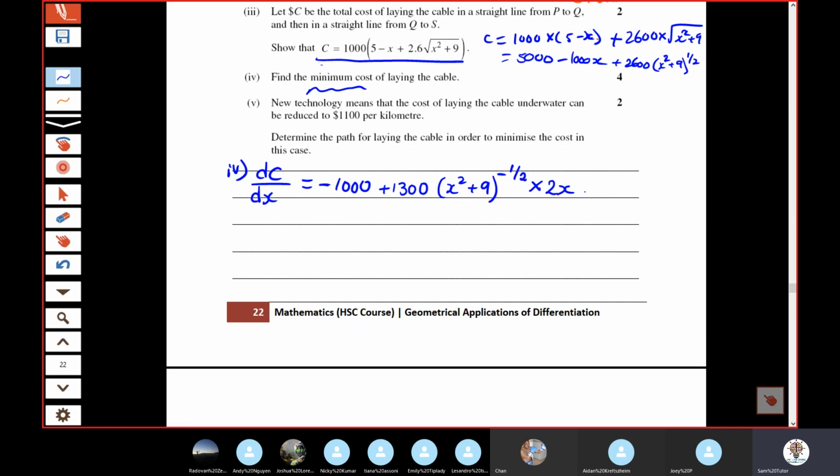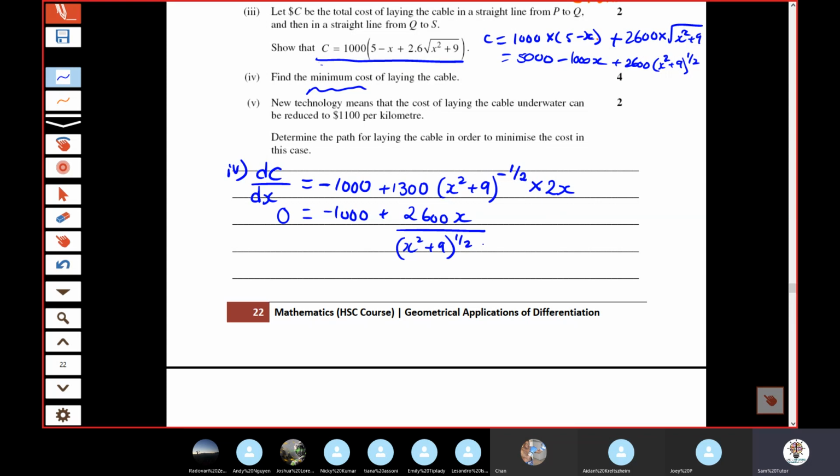Yes? Oh, good. Do we put that as a... Yeah, remember, what you're trying to do is solve it, and you don't want to deal with negative indices. So here we go, equals 0 technically. Negative 1,000 plus 1,300 times 2x is 2,600x on x squared plus 9 to the power of a half. I can see how this was the 9,900. All right, let's go.